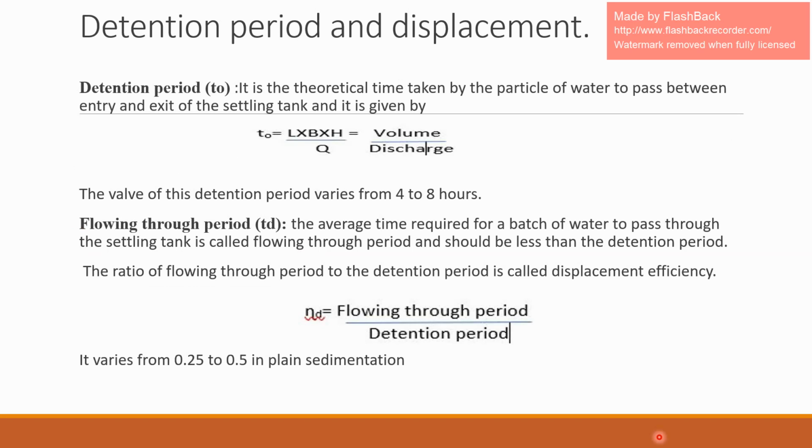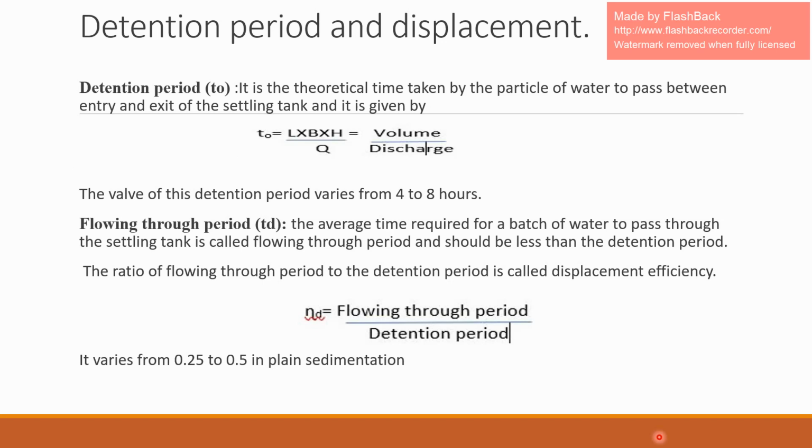Now, detention period and displacement. It is the theoretical time taken by a particle to pass between entry and exit. It can be written as volume divided by discharge. We take a detention period of around 4 to 8 hours. Next one, flow rate period. It is the average requirement of a batch that passes through the settling tank, and it is always less than the detention period itself.